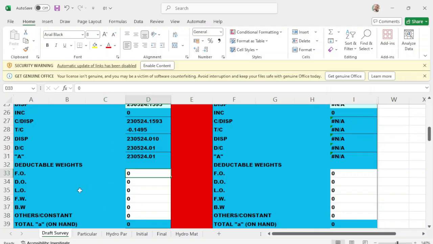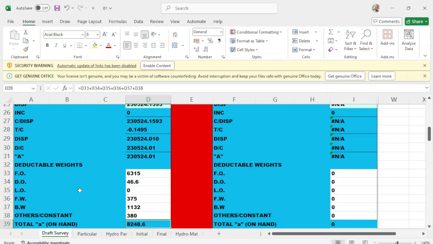So FO 6315, 6315. Okay, your DO 46.6, 46.6. Sludge zero, and freshwater is 375, 375, and your ballast water is 1132, 1132. Okay, and your constant is 380, 380.